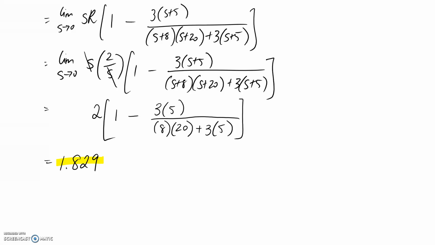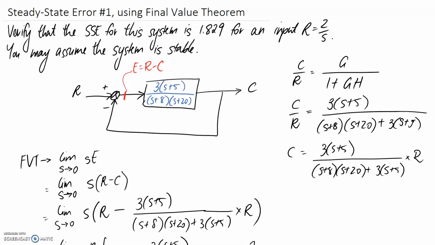And in fact, that is what I was expecting since I was asked to verify that this was the answer. So this is showing that we can get our final answer from either the final value theorem, or if you go back and look at one of the other videos I made with the exact same question, you can get it from the error constants as well.